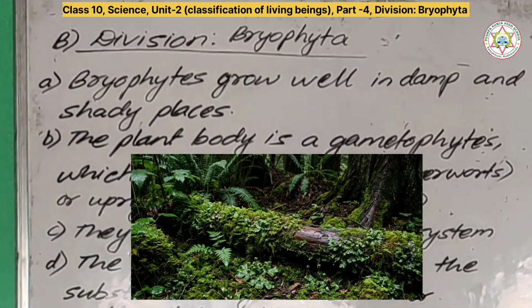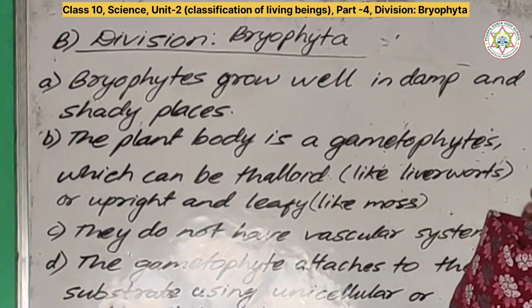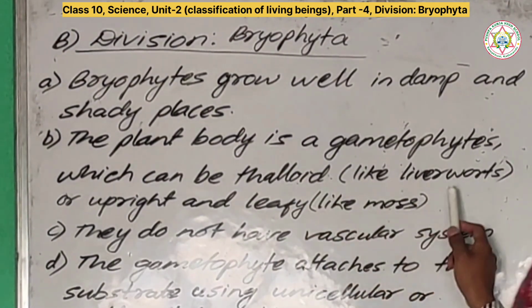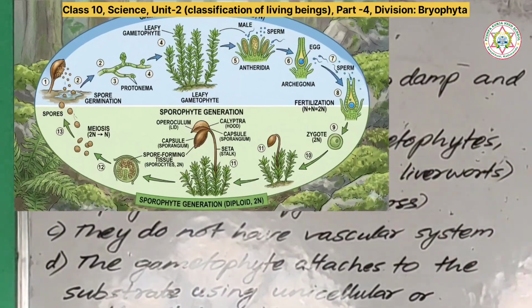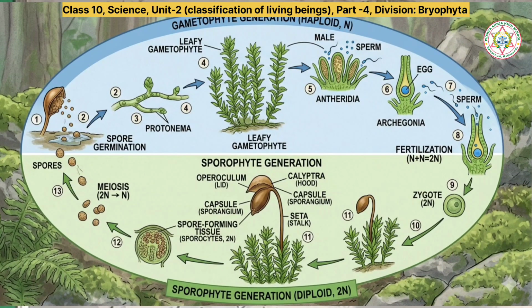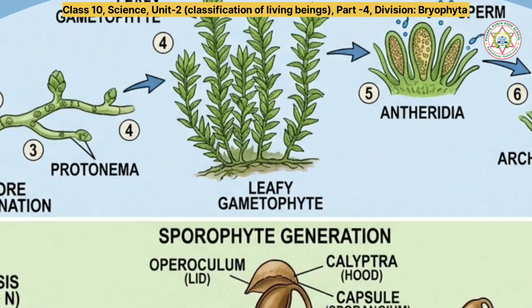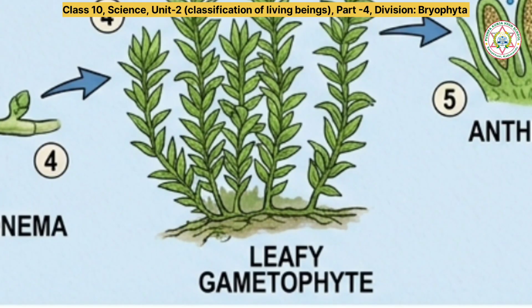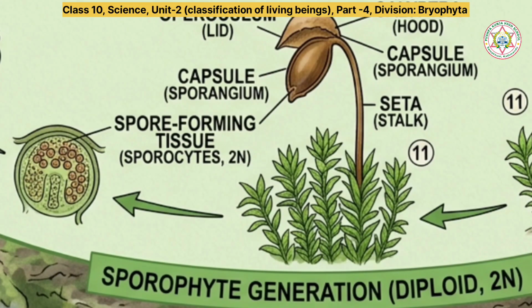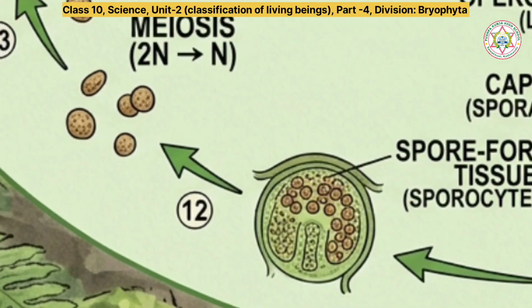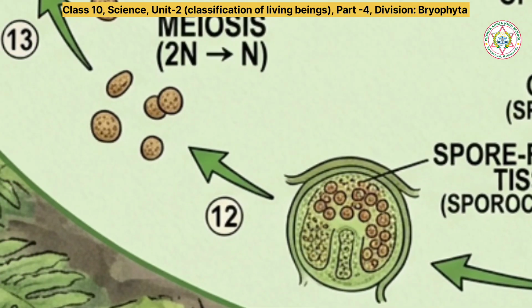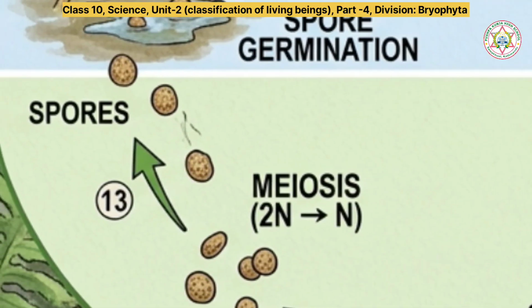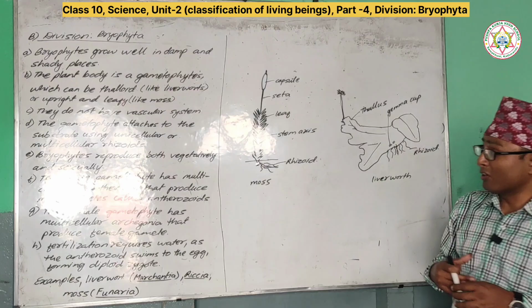Next, the plant body is gametophyte and it is haploid. Gametophyte means in this Bryophyta there are two stages. One is called gametophyte, another is called sporophyte. Sporophyte means the stage in which it produces the spore. And sporulation is asexual reproduction.